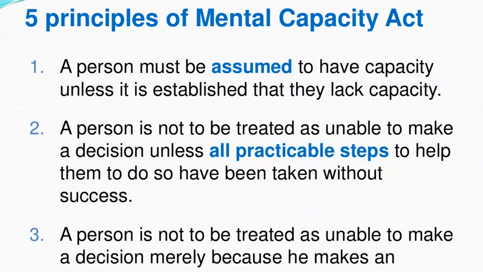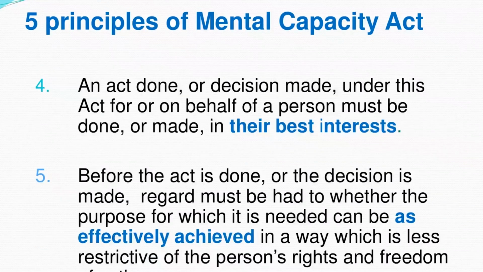Firstly, a person must be assumed to have capacity, unless it is established that this is not the case. Also, a person is not to be treated as unable to make a decision, unless all practicable steps to help them to do so have been taken without success. And a person is not to be treated as unable to make a decision merely because he, or she, makes an unwise decision. Any decisions made, or actions taken, on behalf of a person, must be in their best interests. And the 5th principle is that any action or decision must be the least restrictive of the person's rights and freedom.